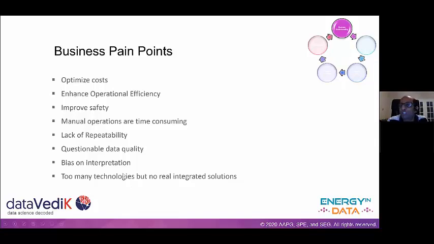And the last part is too many technologies but no real integrated solution. There is a lot of technology out there today, not only in the areas of machine learning and big data, but also for data management and data quality management. Lots of technologies, lots of technology components, lots of platforms out there as well. What does an end user use? If you are a geoscientist, a production engineer, or a drilling engineer, what you really need is a solution. You don't need those technology components. You need a solution that works for you, that you can reliably use without worrying about the technology components that are sitting behind the solution.